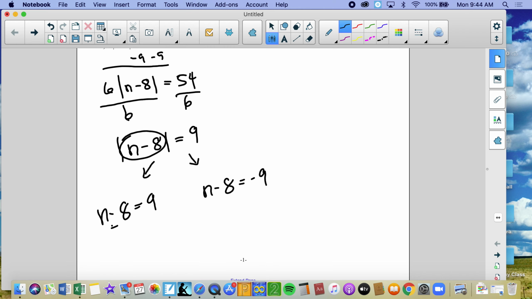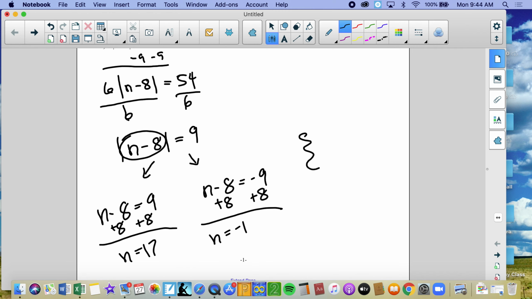So let's isolate n, +8. We get n equals 17. Add 8, we get n equals -1. So my two solutions are -1 and 17. If I plugged in 17 in here, that would give me +9. The absolute value of +9 is 9. If I plugged in -1, that would have given me -9. The absolute value of -9 gives me +9.